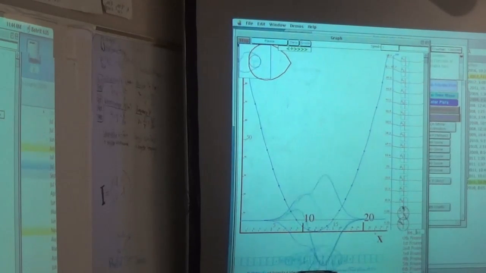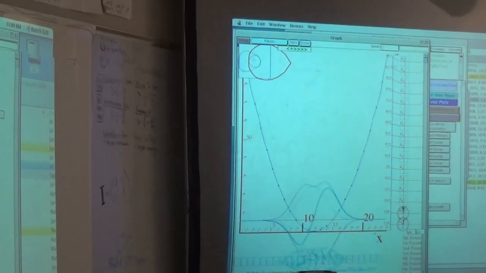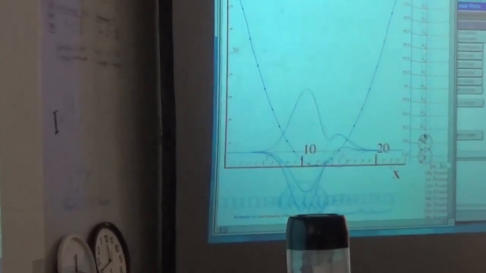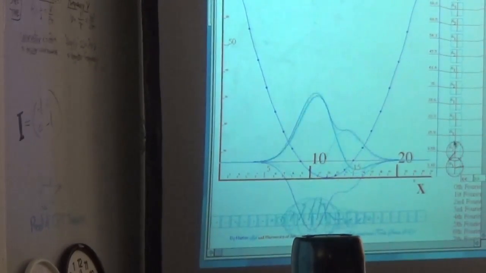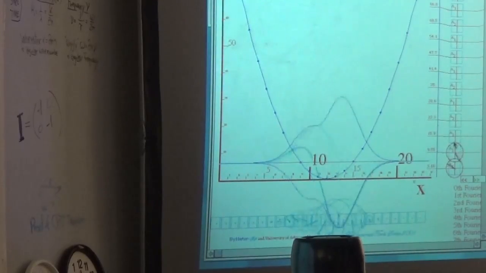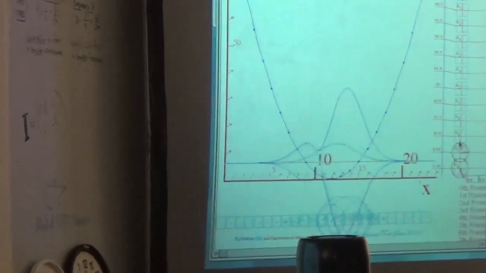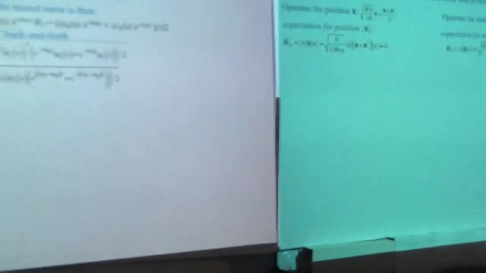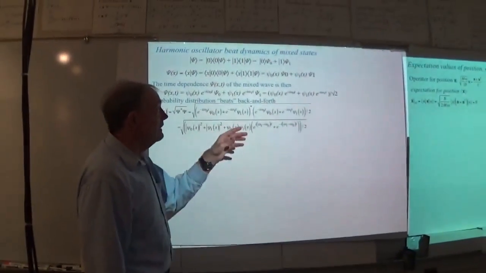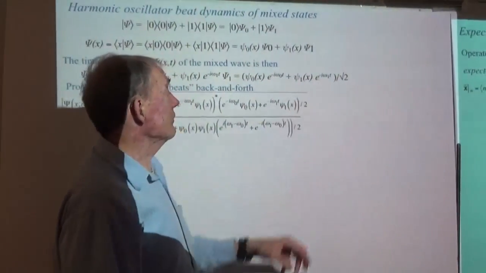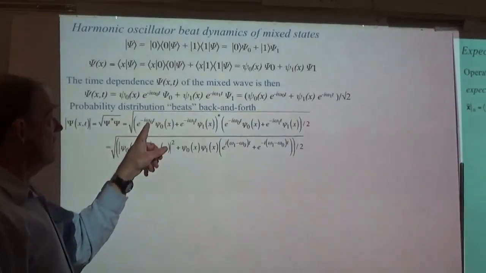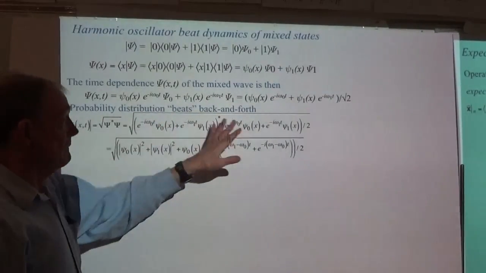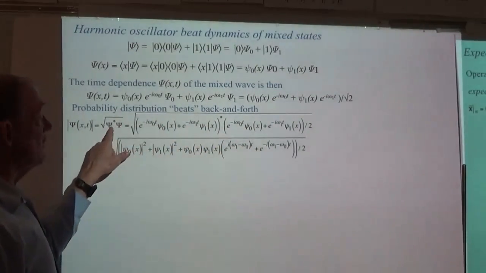Okay, shucking and jiving there, right? This is a little dance, okay? And that's what you get when you look at the probability distribution, but even if you just look at the wave function, you can see I've got two different frequencies here. This guy here and this guy here, and I make the product of them to get psi star psi.